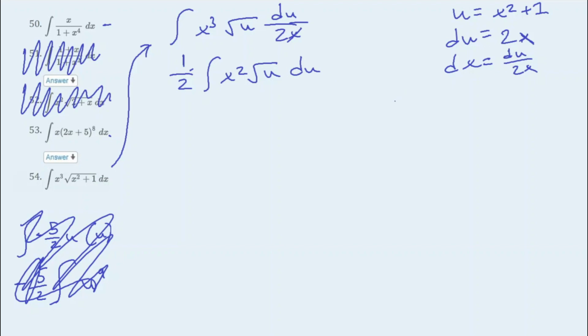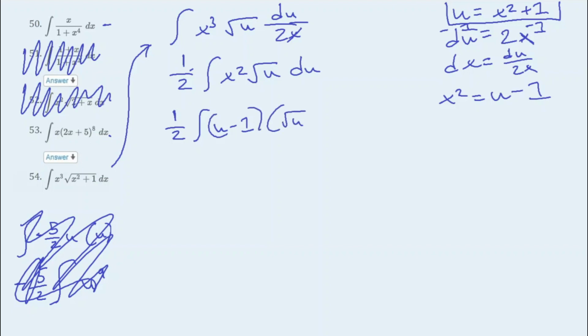So what can we do to remove this x squared? Because we don't want this here, we just want u. We know we also have this here, u is equal to x squared plus 1. So all we need to do is just get x squared by itself. So we just subtract 1 on both sides. So we're going to have x squared is equal to u minus 1. So now we just plug x squared equals u minus 1 into here. So we're going to have 1/2 integral of u minus 1 times the square root of u. You could see this is similar to a question we did previously, but now all we need to do is multiply all of this out and then we can integrate it.